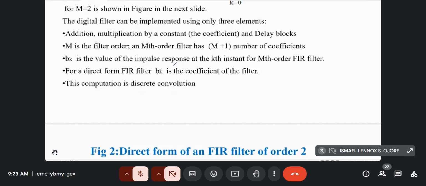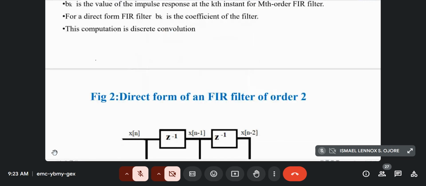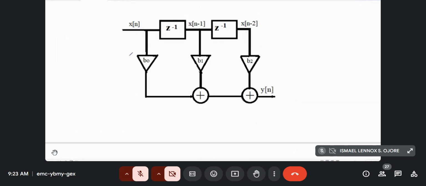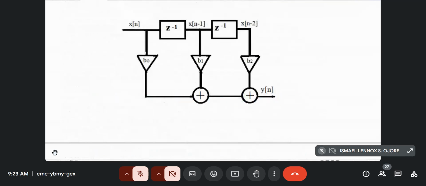So bk is the value of the impulse response at the kth instant of the m order filter. For the direct form, bk is the coefficient of the filter. This computation, we are saying, is simply discrete convolution.